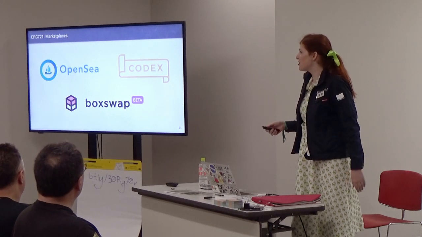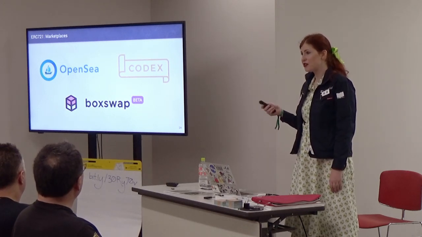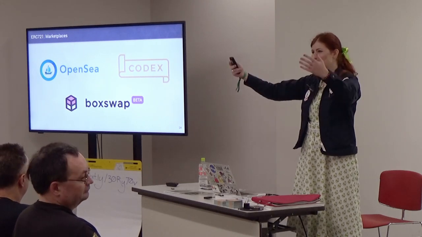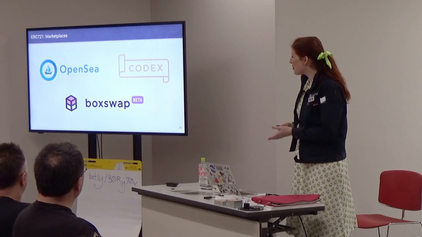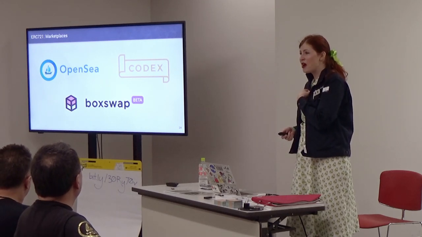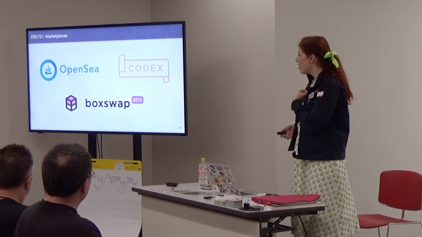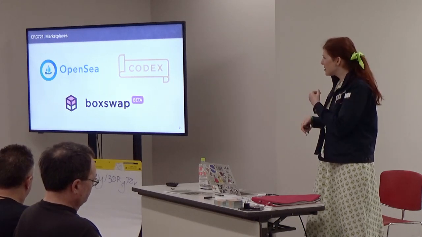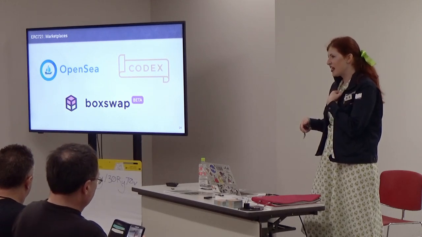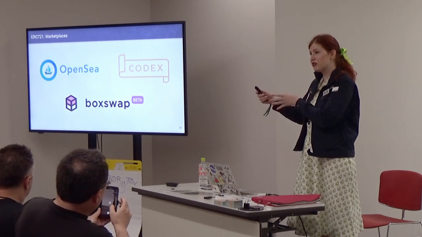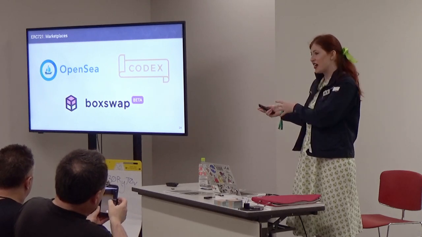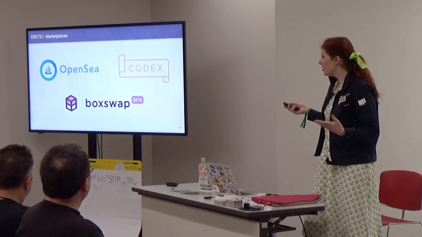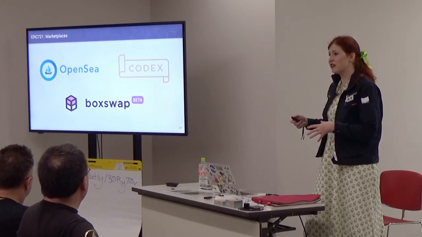The other nice thing about ERC-721 is they can be swapped and traded in different marketplaces. So OpenSea is a very popular marketplace that has a lot of crypto collectibles. BoxSwap allows trading of item to item. Codex is interesting in that they're actually taking things that are not on the blockchain, like real world art and assets, and trying to connect it to ERC-721. And there's plenty more that I'm not mentioning, but what's neat is it's not locked into any particular marketplace.